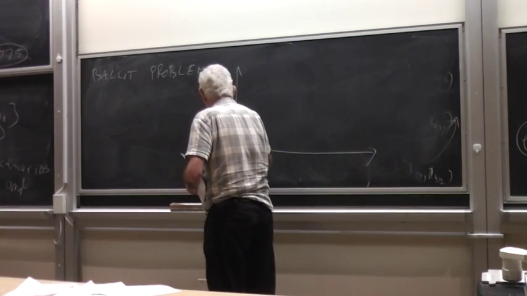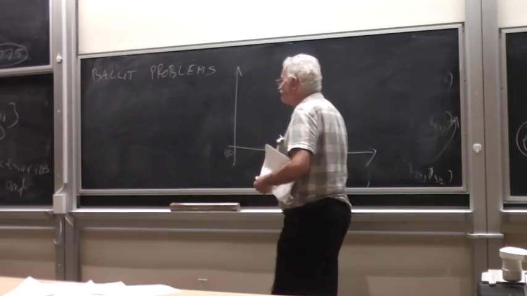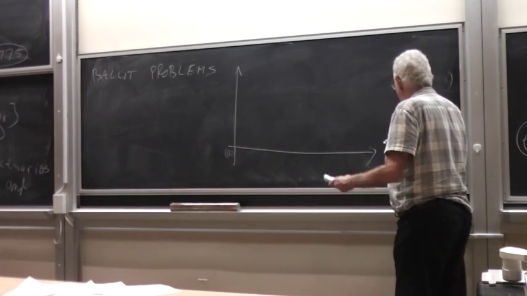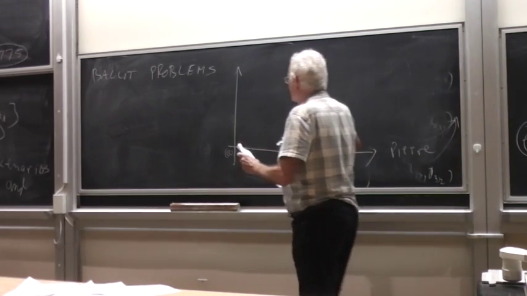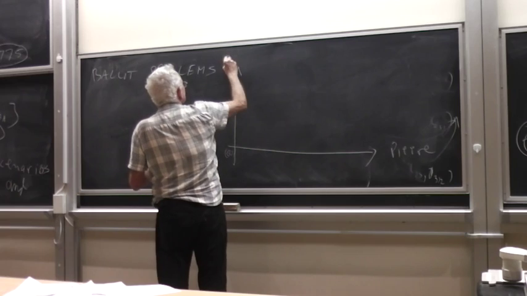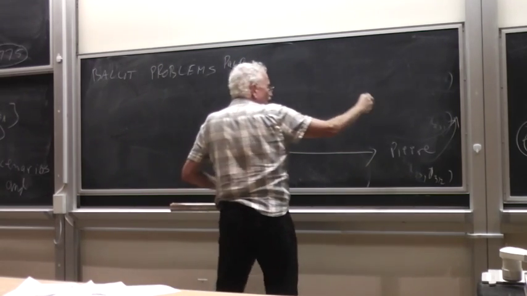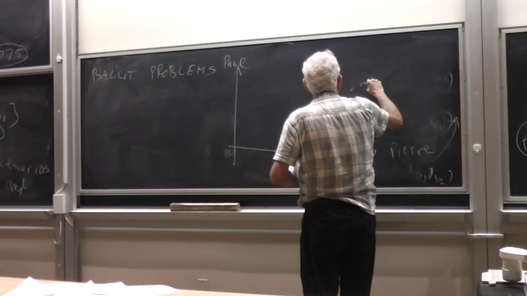So you start at 0, 0, and you have M votes for Pierre and N votes for Paul. And M is bigger than N.